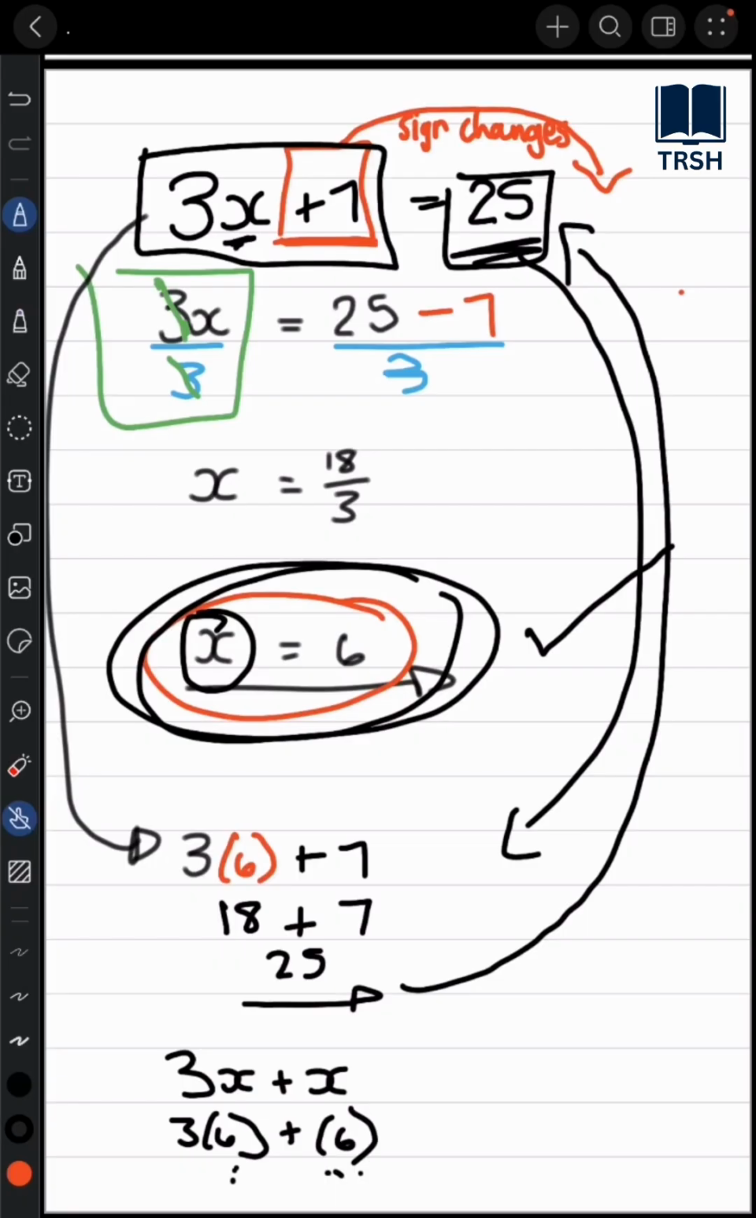Okay, so this is just a more detailed explanation. I hope this makes sense. And always remember, if you're not sure that your answer is correct, you can always just substitute and check if it equals that value over there.